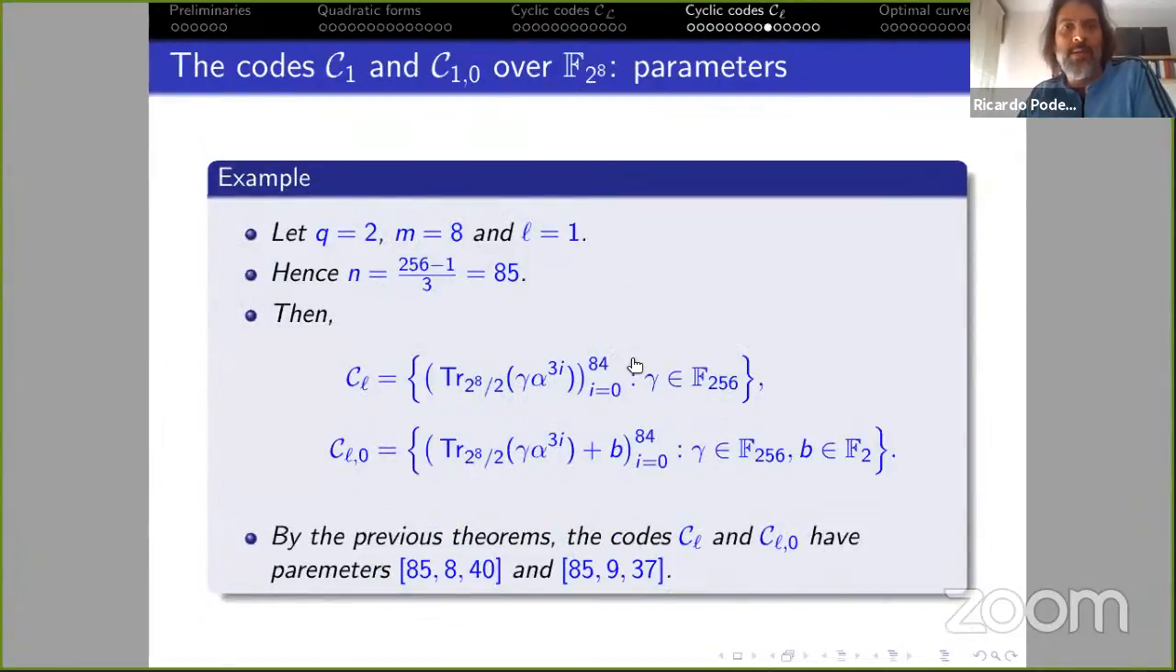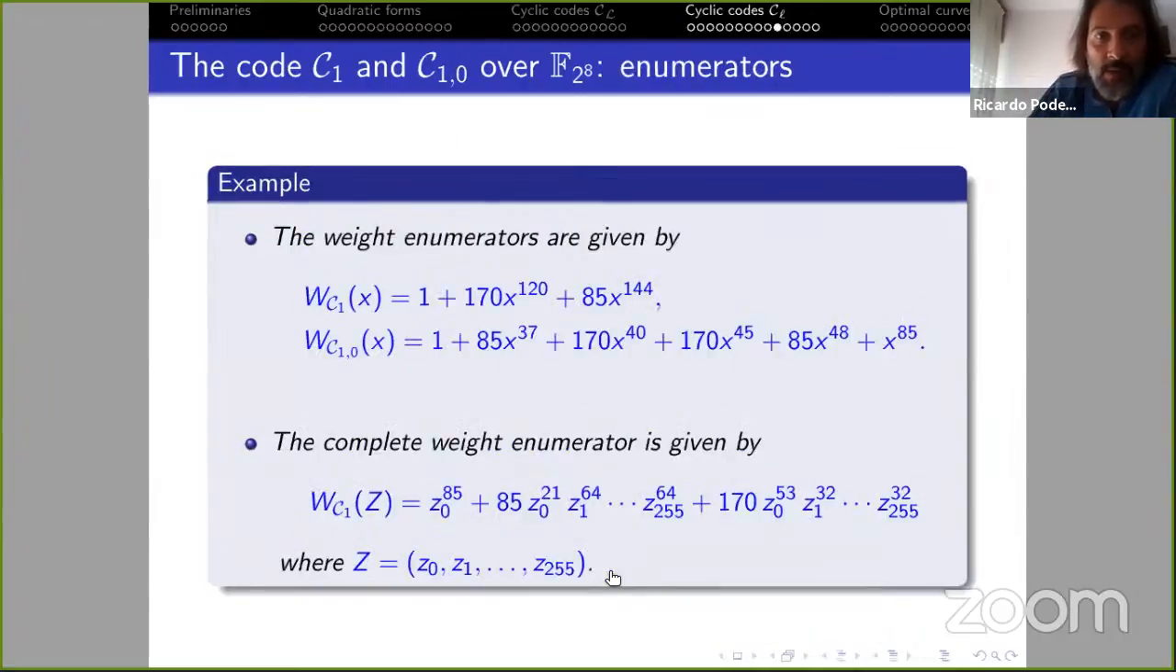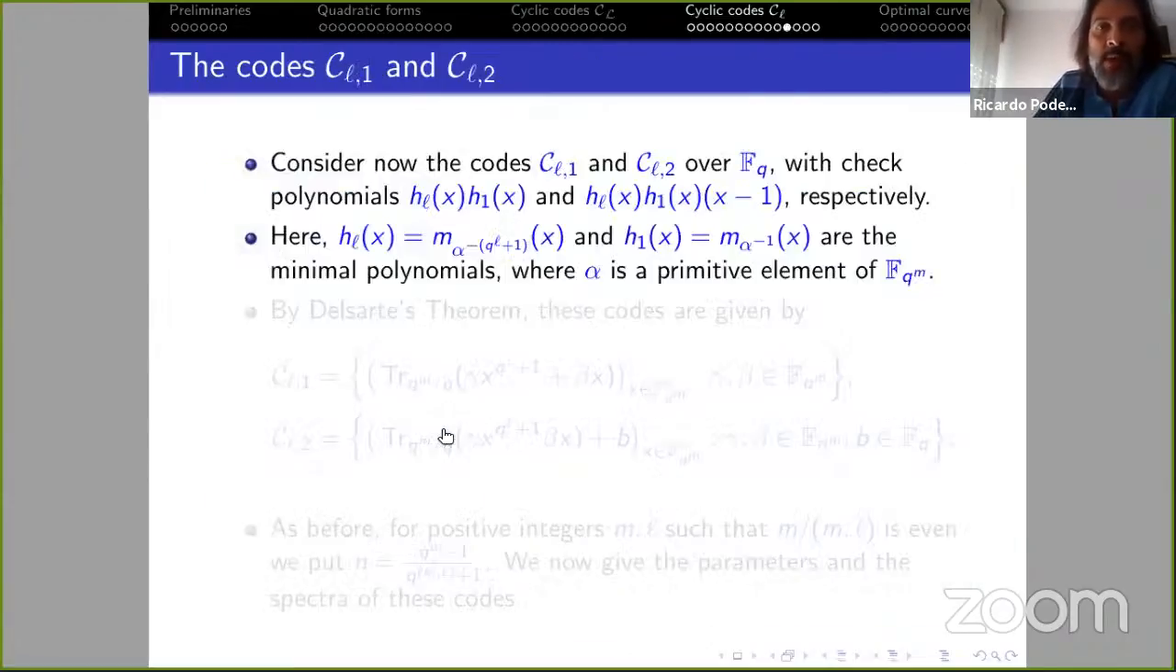Well, here I have an example. Take Q equal 2, m equal 8, and L equal 1. So N is 85. So for instance, this cyclic code has these parameters. Okay, they have a very big minimum distance, but the dimension is small. The weight enumerators, the complete weight enumerators, okay, doesn't matter. And we can do the same for the other codes. I will skip this because of time.